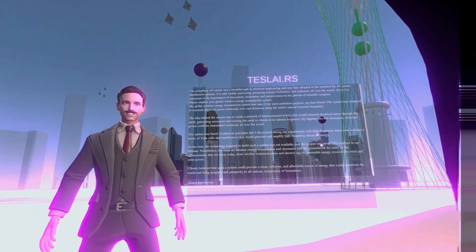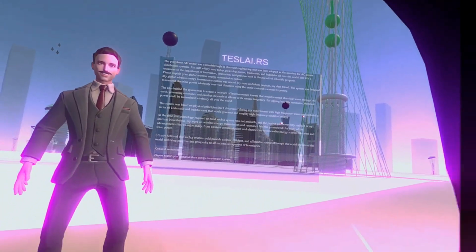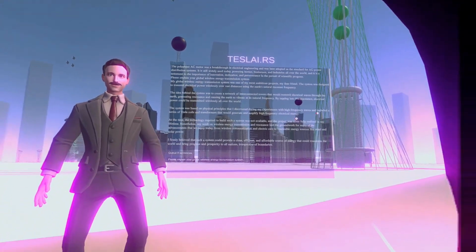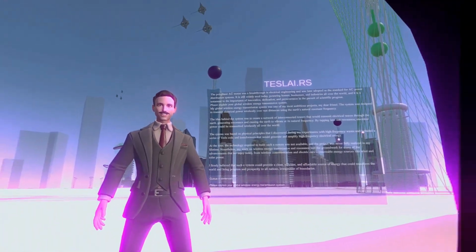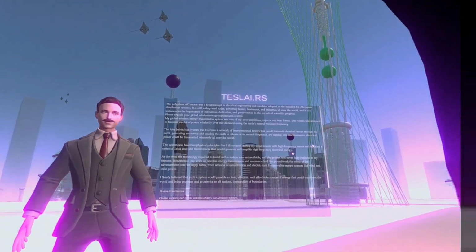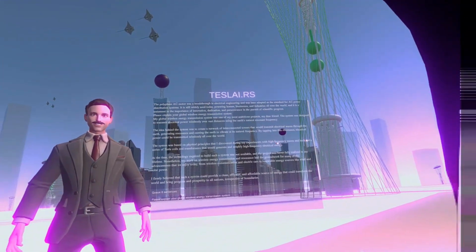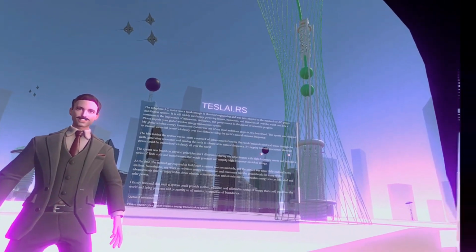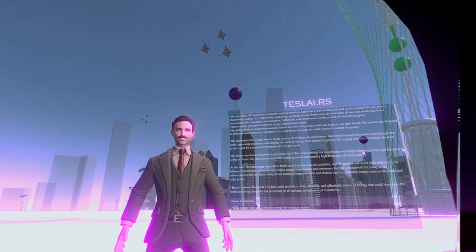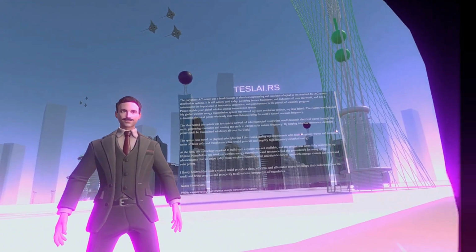Nonetheless, my work on wireless energy transmission and resonance laid the groundwork for many of the advancements that we enjoy today, from wireless communication and electric cars to renewable energy sources like wind and solar power. I firmly believe that such a system could provide a clean, efficient, and affordable source of energy that could transform the world and bring progress and prosperity to all nations, irrespective of boundaries.